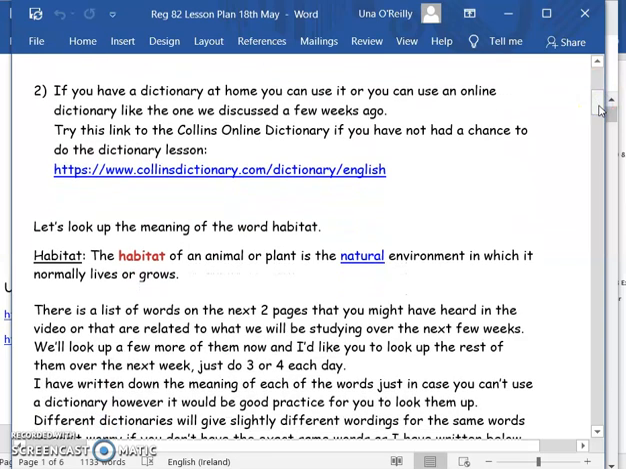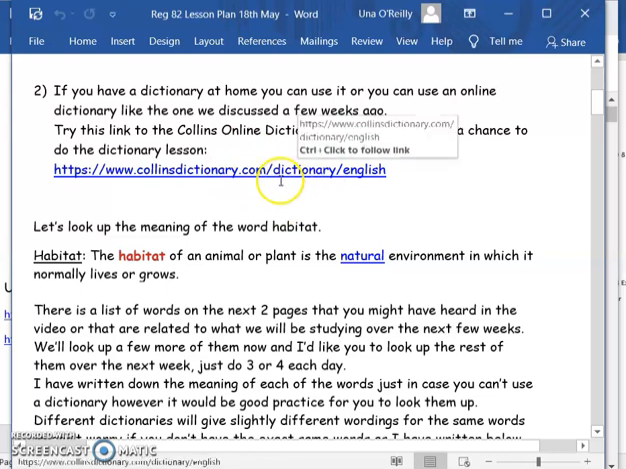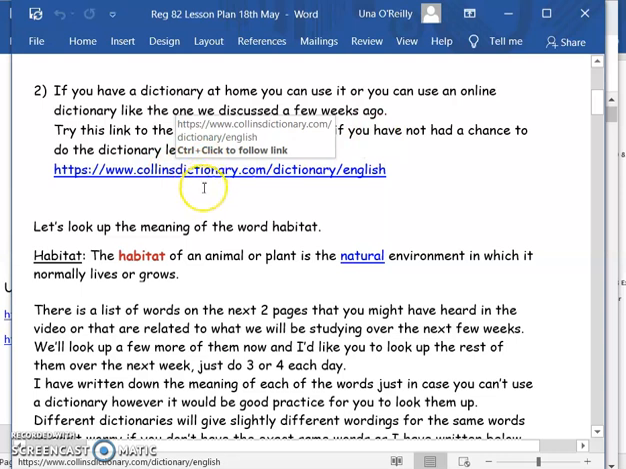Okay. Right. I'm assuming you've watched the video and you have a little bit of an idea of what we're going to be talking about. Now, you can use a dictionary at home during this session, or you can use an online dictionary like the one we discussed a few weeks ago. You can try this link here to the Collins Online Dictionary or any other online dictionary that you like if you have not had a chance to do the dictionary lesson. Okay. If you have a physical dictionary at home, that's absolutely fine.